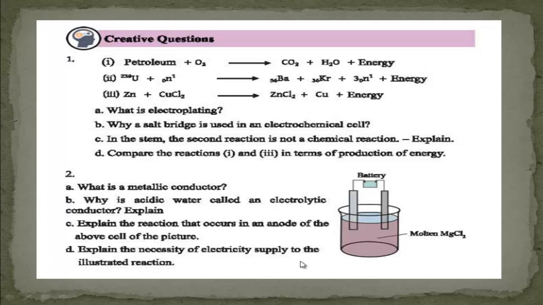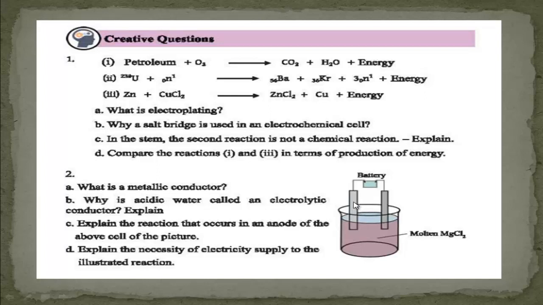Explain the necessity of electricity supply to the illustrated reaction. That means why you have to supply electricity in this electrolysis process. Because if we don't supply electricity, then these 2 electrodes will not be charged, and the electrolysis process will not happen. The main reason to supply electricity is to charge these 2 electrodes. So after supplying electricity, one of the 2 electrodes will be positively charged and another will be negatively charged.